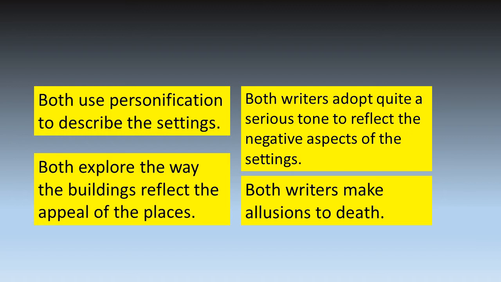When we talk about methods used, most people stick with language, and that is perfectly agreeable, but you might want to branch out and think about other things like the tone of the pieces. So both writers adopt quite a serious tone to reflect the negative aspects of the settings. Both explore the way buildings reflect the appeal of the places. So you can explore the use of imagery in the 2 texts. That works. And both writers make allusions to death in their own way. So we've got some different methods that are being used here.